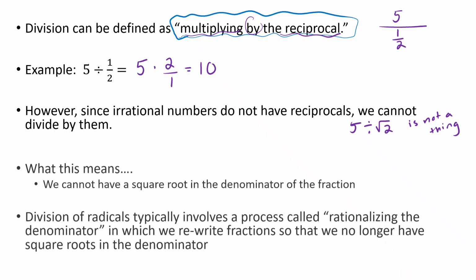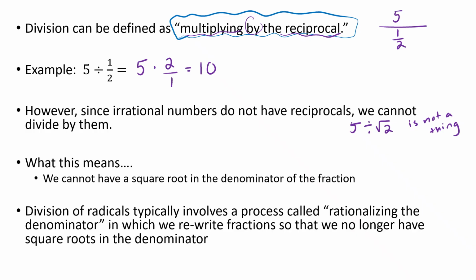So in terms of fractions, this means we cannot have a square root in the denominator of the fraction. Going back to this example, 5 divided by the square root of 2, if I write that using fraction notation, we say, oh no, we cannot do 5 divided by the square root of 2. That square root of 2 is not allowed in the denominator.